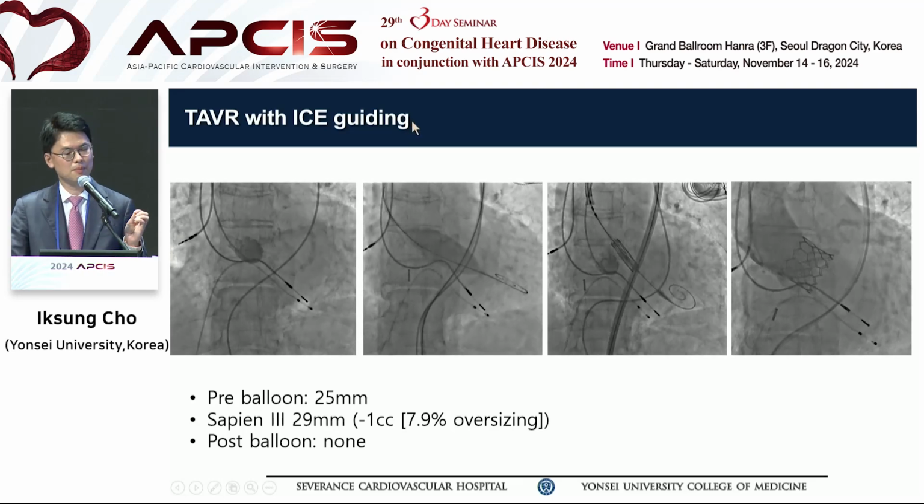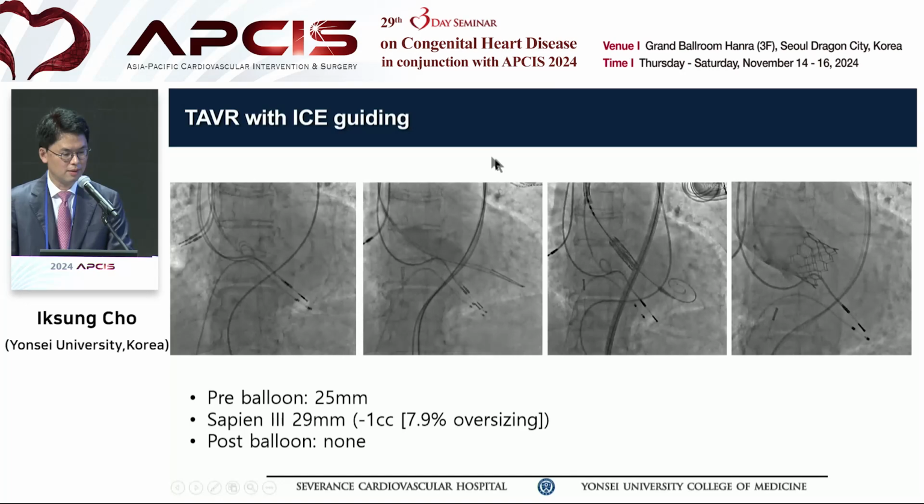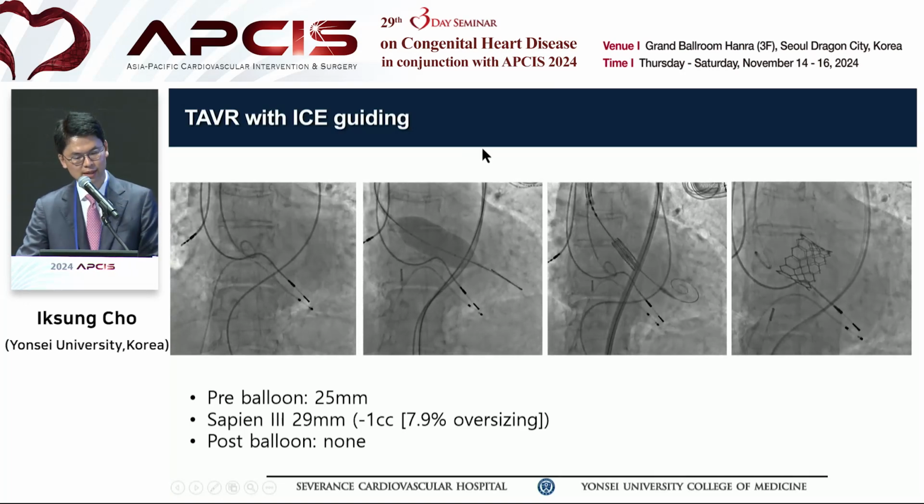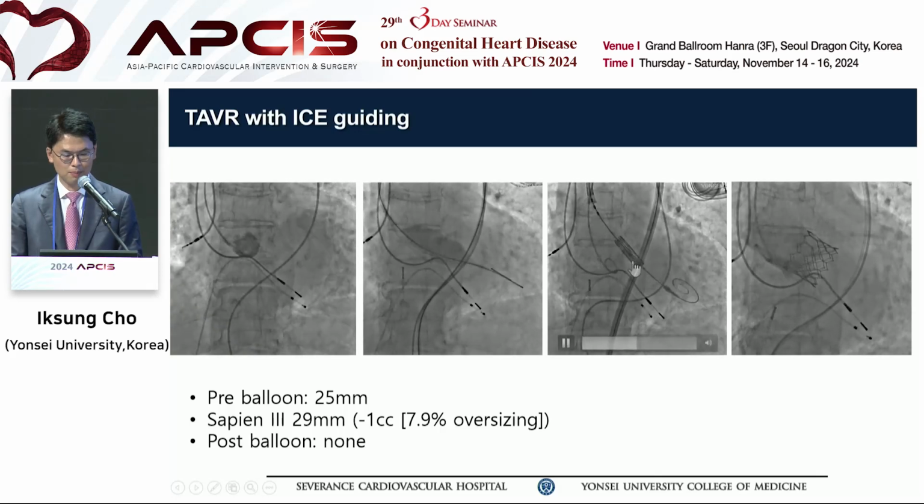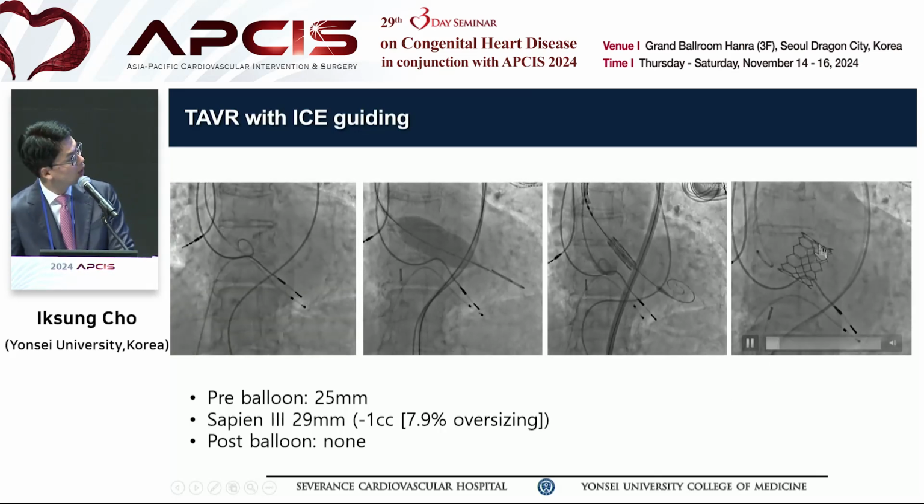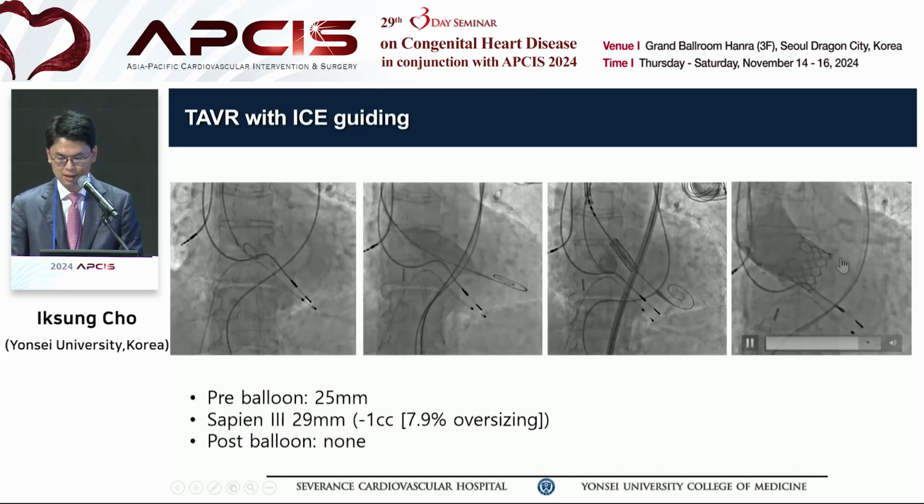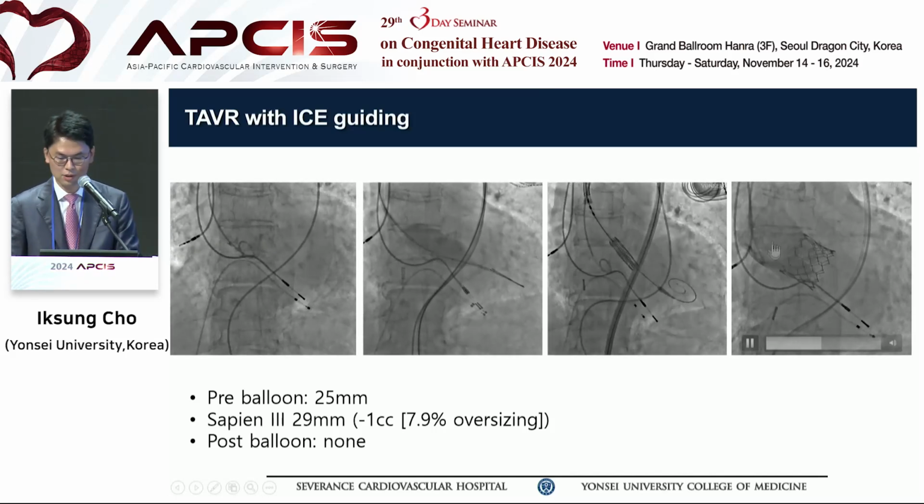This is one of the examples we have. The calcification makes a complication. This case we performed in 2019, in the early period. We did a pre-ballooning and we implanted the CPM valve. Can you find any complication after this result?